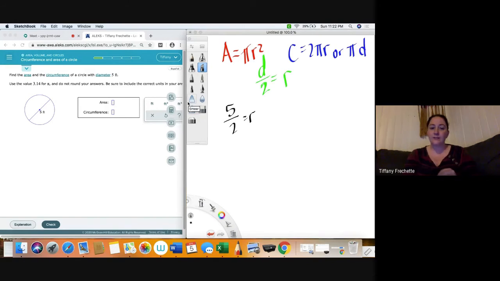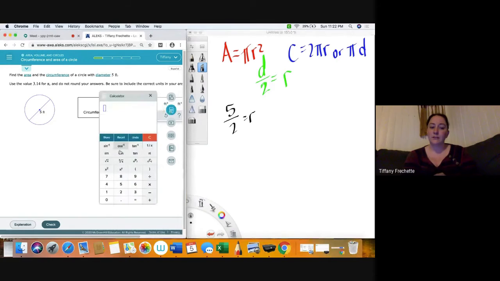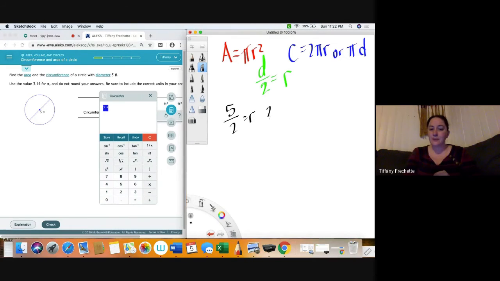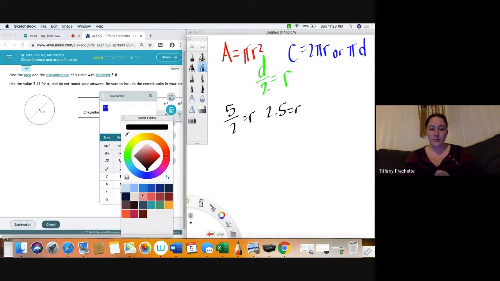So we have 5 divided by 2. If you don't know that, let's use the calculator here. So we have 2.5 equals r. So this is our radius for this problem. So let's go ahead and go in here.